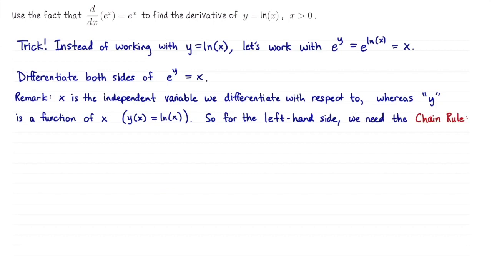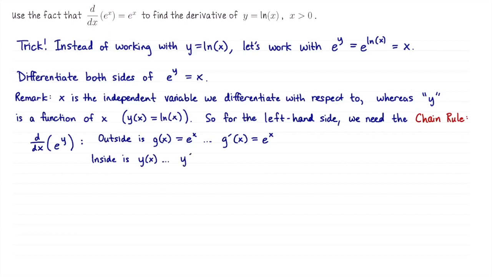Okay, I'm going to do this one side at a time. So let's take the derivative of e to the y. Again, the outside function is e to the x. We know the derivative of e to the x is just e to the x, so the derivative of the outside function is the outside function. The inside function is y of x. The derivative of y of x is just dy dx. That's how we'll denote it. Therefore, using the chain rule, the derivative of e to the y is e to the y times dy dx.